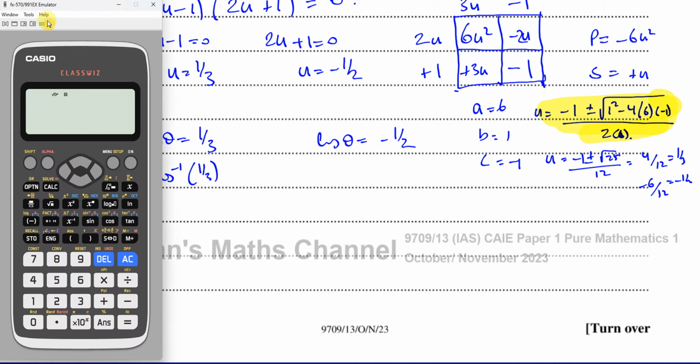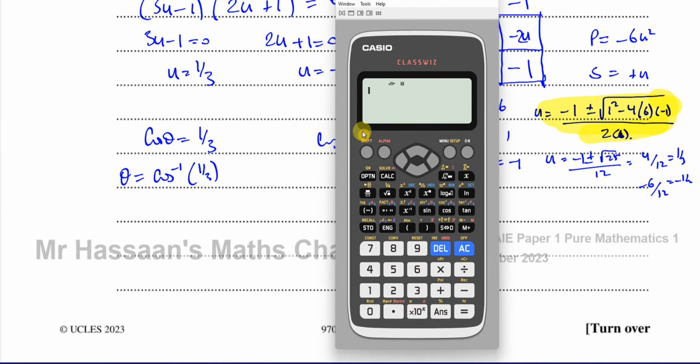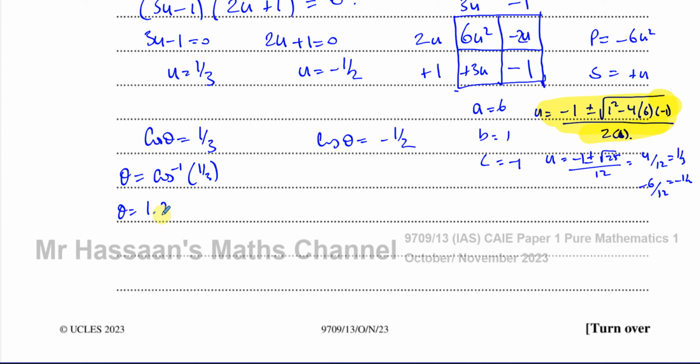Now I saw a few strange things when I was marking the papers for this exam for my students, and one of them was this, which I'll explain in a minute. So inverse cosine of a third, that's fine. In radian mode, as we put it into the calculator, we end up with theta equals 1.2309. It goes on. You can write it that much, that's fine. That's the principal solution. Now, some people, for some reason, added a pi to this.